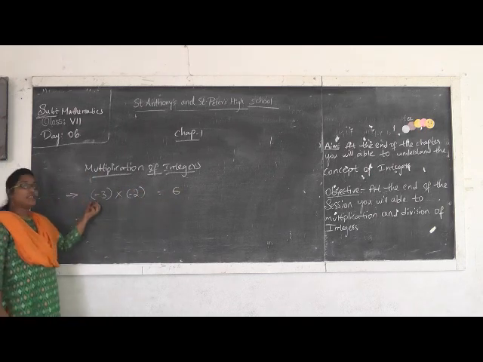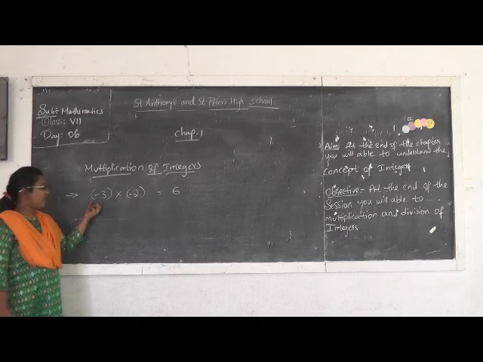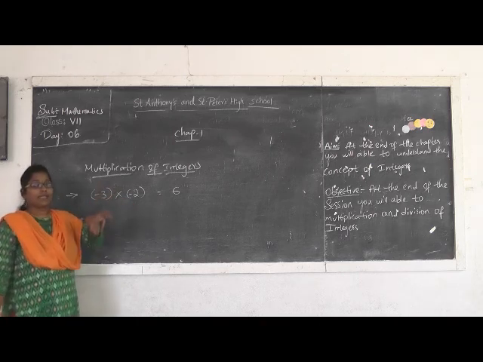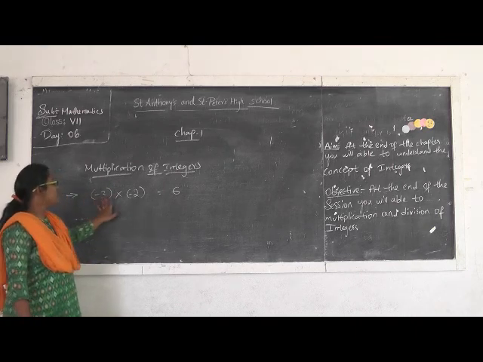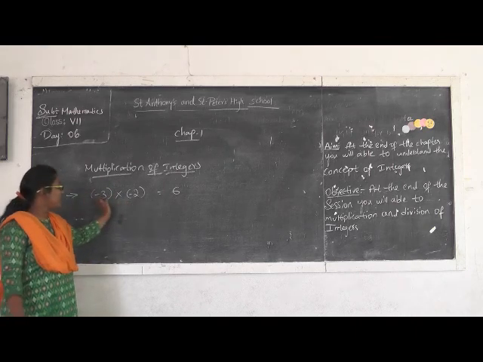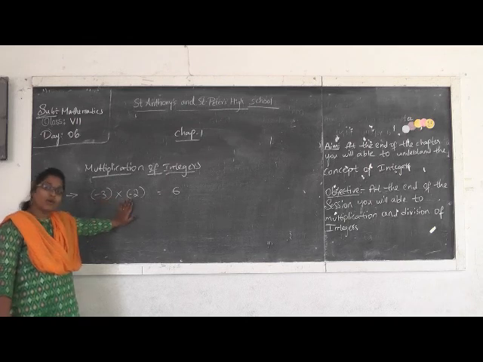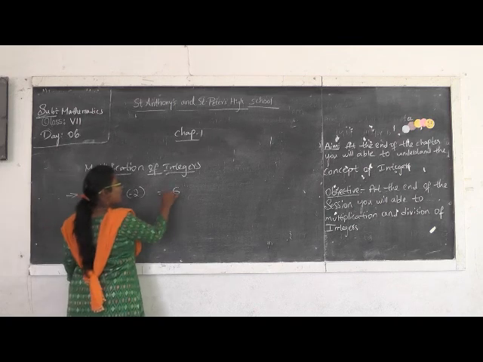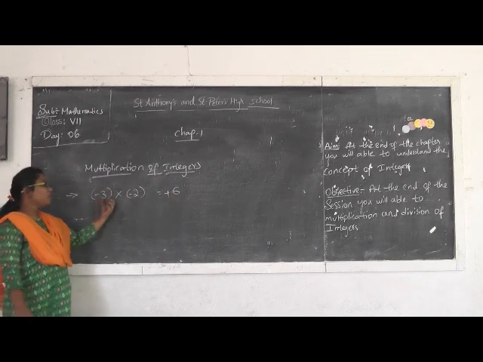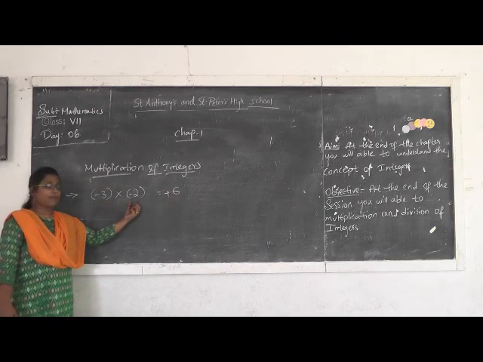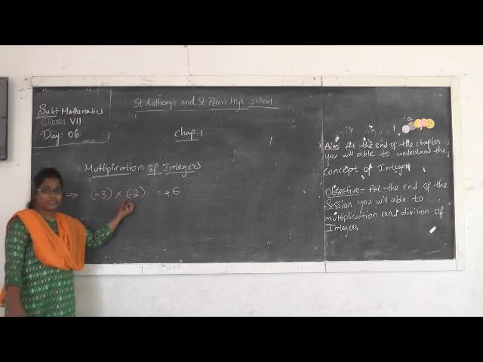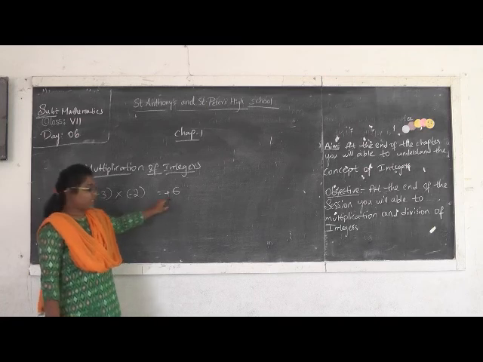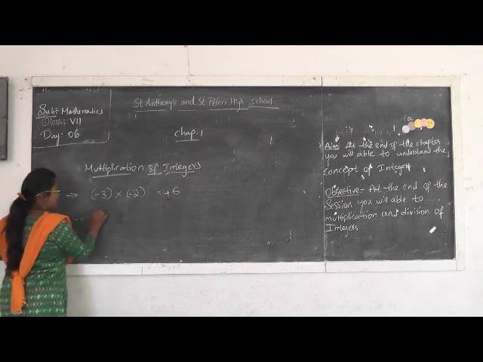Now, observe the sign of the numerical values. Here it is minus and here it is also minus. That means they are like symbols. Whenever the symbols are like, meaning both are positive or both are negative, then the result is also positive. Whenever we are doing two-term multiplication, if both the symbols are like symbols, then the result is a positive integer.